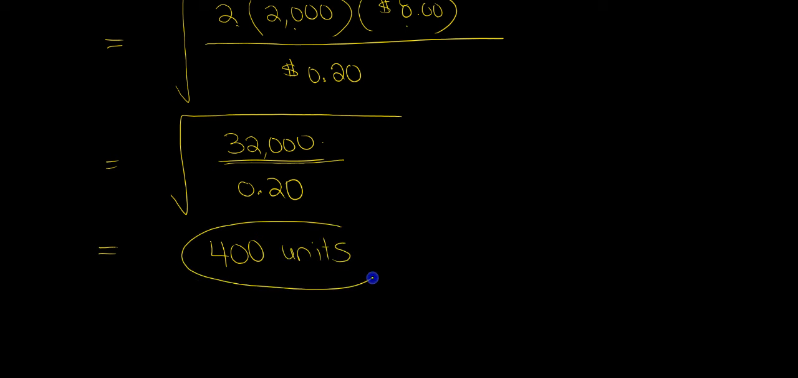So basically it says every time we place an order, the ideal amount, so that's when our carrying and our ordering costs are the same, our ideal order quantity should be 400 units.